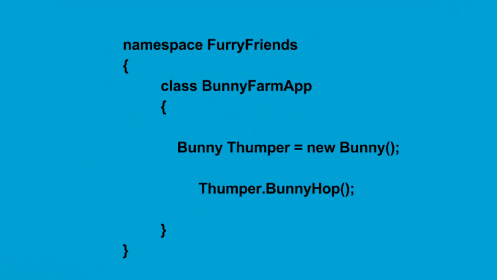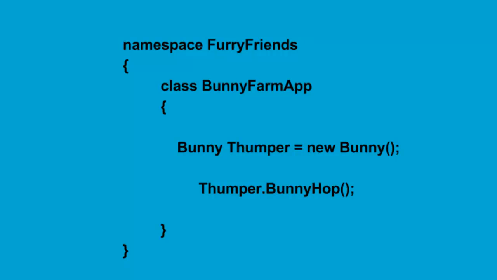So if we wanted to look at this, how would we do this? Well, let's say in our namespace FurryFriends, we create a class called BunnyFarmApp. It's going to be the app that actually runs and creates bunnies. If you look underneath BunnyFarmApp, it shows Bunny. So that's the class we created before. We're going to create an instance of the class called thumper, and we're going to say it equals new Bunny. New Bunny would actually instantiate an object and create an object. In this case, we're going to call it thumper.